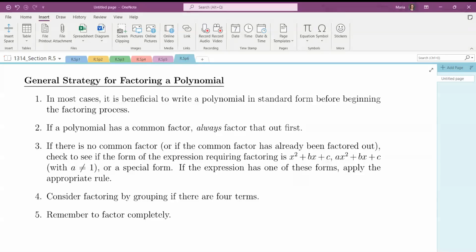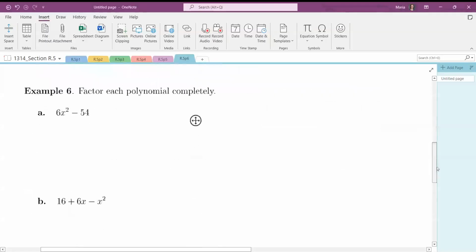Another thing to consider in number 4 is if you do have something with 4 terms, apply factoring by grouping. Last thing, always factor completely, meaning you need to factor the polynomial until no factors factor further. All right, so we're going to try 3 of these. We're going to try to factor each polynomial completely in example 6.